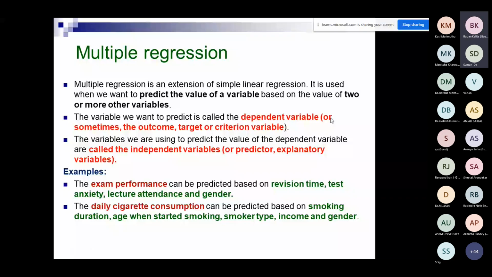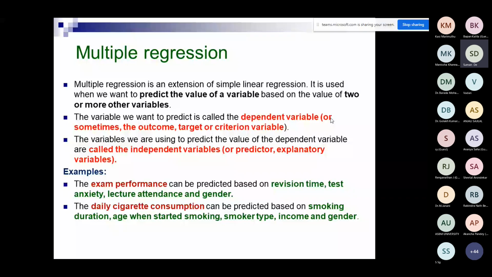Multiple regression is an extension of simple linear regression. It is used when we want to predict the value of a variable based on the value of two or more other independent variables. We can predict a value of a dependent variable based on the value of two or more other independent variables. The variable we want to predict, we call the dependent variable, or sometimes the outcome variable. We can call it a target variable, or we can also call it a criterion variable.